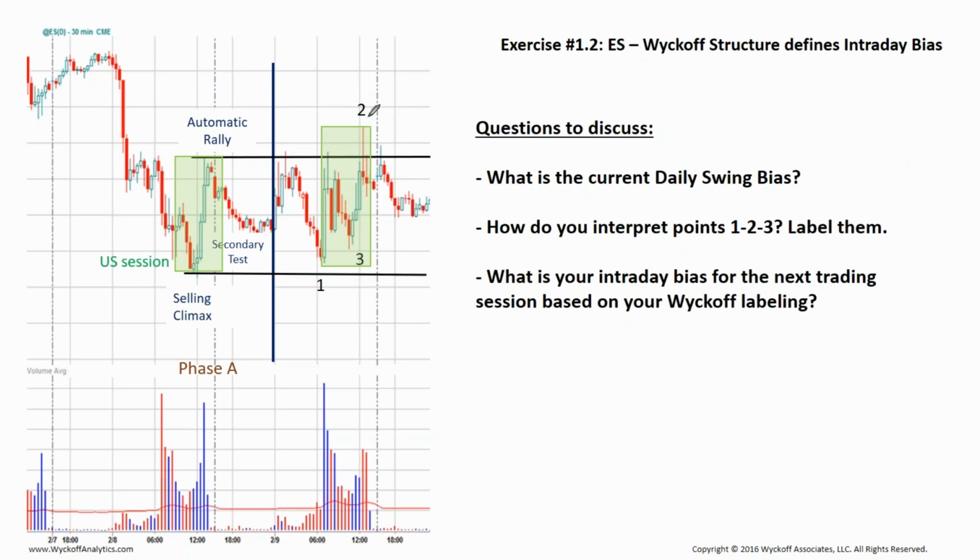So if we're still in B, then point number 2 is what? An upthrust in B. Upthrust. And then 1 and 3? They are tests. Yeah, secondary tests in phase B.